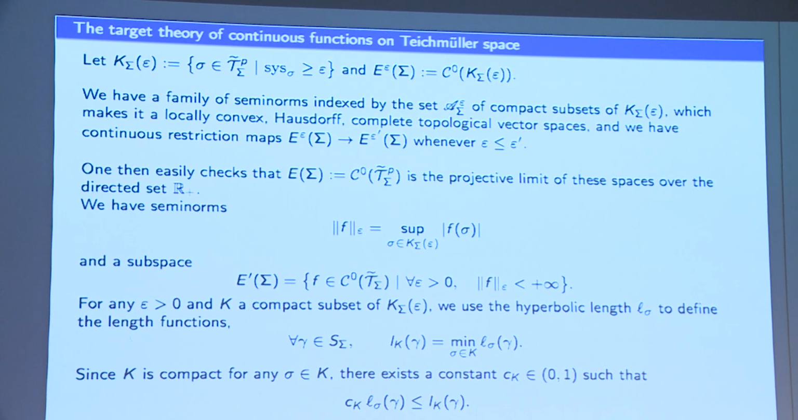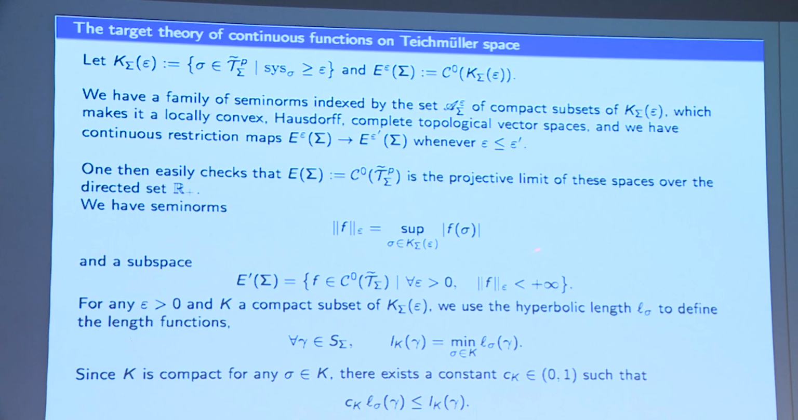And now the total vector space we're considering is, of course, the continuous functions on all of Teichmüller space. We look at these norms here. They are just supremum norms over the systole sets. And so these guys here are just functions that are bounded on the systole sets.